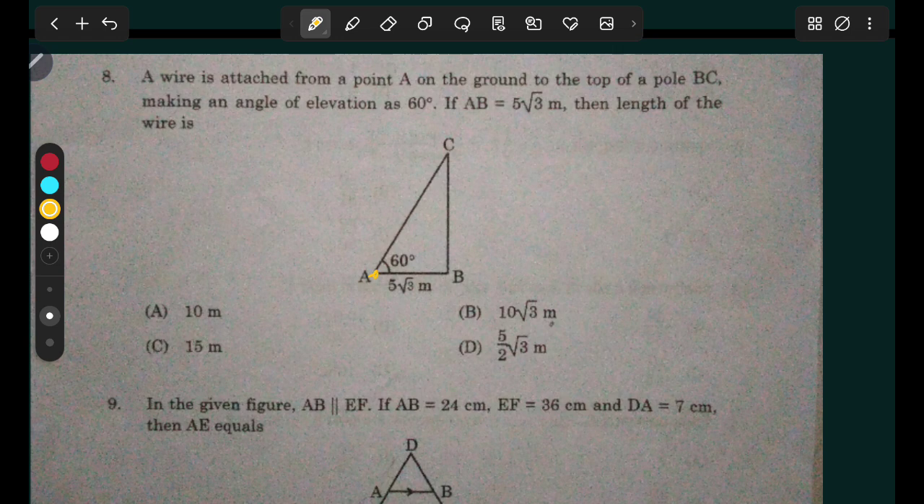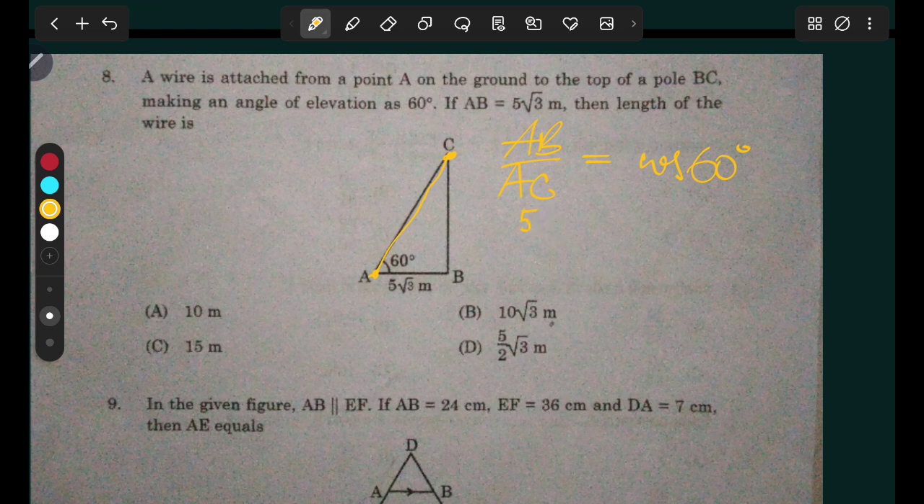So a wire is attached to the top of the pole BC. This is the wire, AC is the wire, making an angle of elevation 60 degree. AB is given to us, then the length of the wire, we need to find AC. So AB upon AC is equal to cos 60 degree. Sorry, I need to find AC.